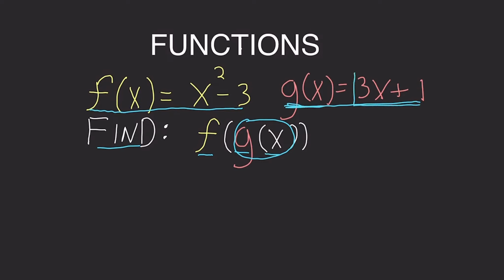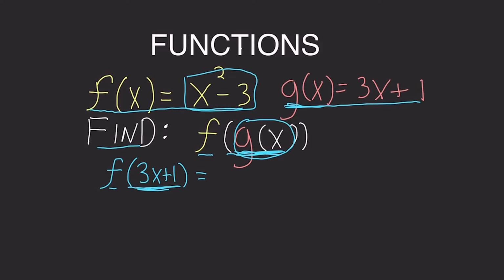So essentially what we are doing is saying find f of, and then instead of writing the parentheses and g of x, I'm just going to replace the g of x with what it is, the 3x plus 1. So let me put that in there. Okay, now what do we do with that? Well, when they give you a function and they give you something inside the parentheses, they want you to look at the original function, the f, which was this x squared minus 3.